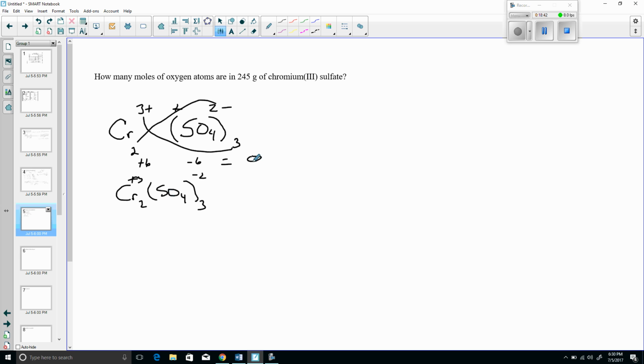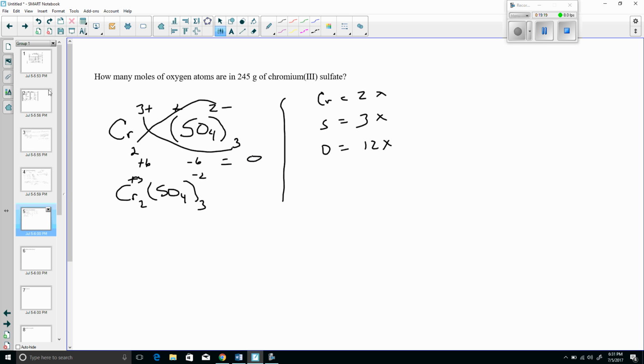Now we can get the molar mass of this compound, doing like we did on the last problem. So let's see if we can save some room here. We have chromium, and we have 2, and we have sulfate. We have to break it down into its individual atoms, and one of them is sulfur, and we have 3 times 1 sulfur, so we have 3 sulfur, and we have oxygen, and we have 3 times 4 oxygen, which is 12 oxygen. And now we're going to multiply those times their molar mass.